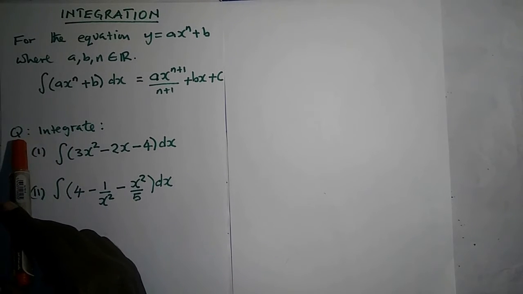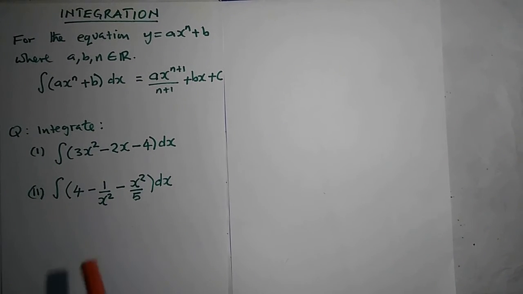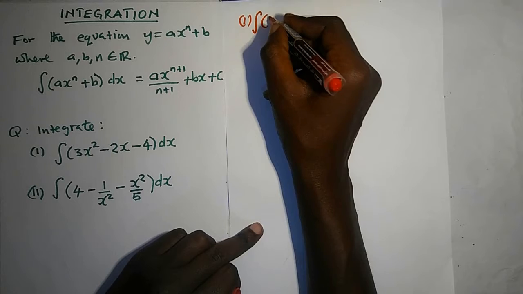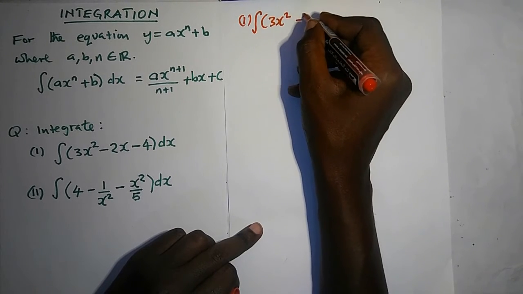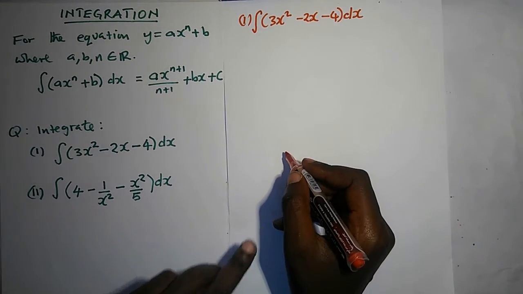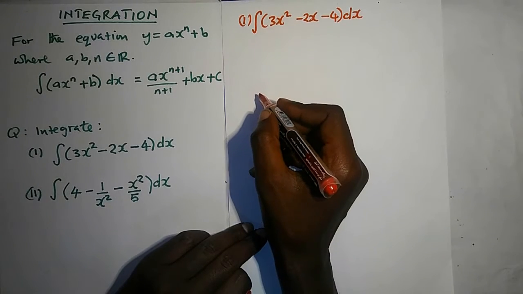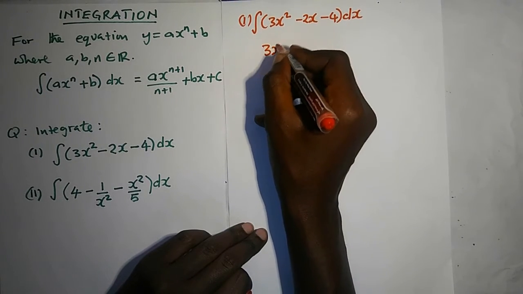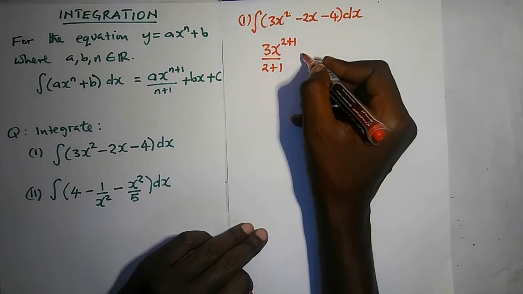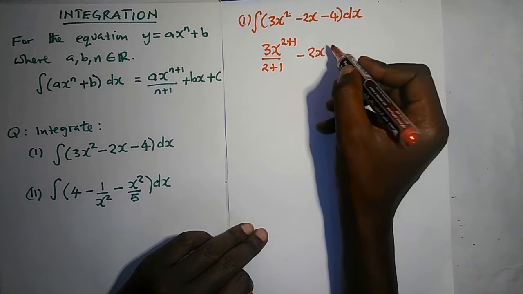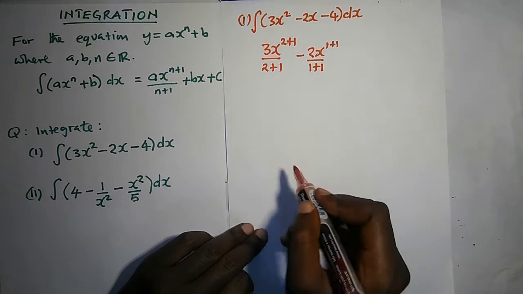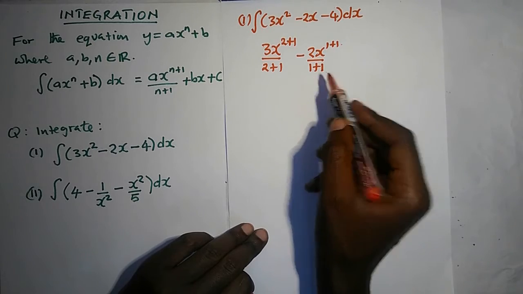So the question says integrate this function here. Number 1, integrate 3x squared minus 2x minus 4 dx, or with respect to x. And so here, according to the formula, when you are integrating, you add a 1 to the power and you divide by the same thing, 2 plus 1. Minus 2x: remember that this x here has a power of 1. So you add a 1 to the power and divide by the same thing.